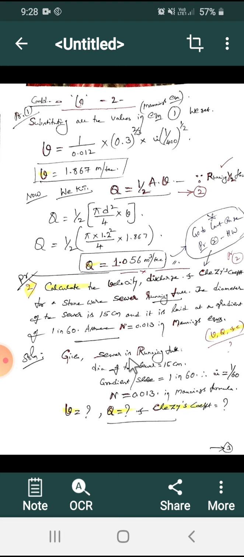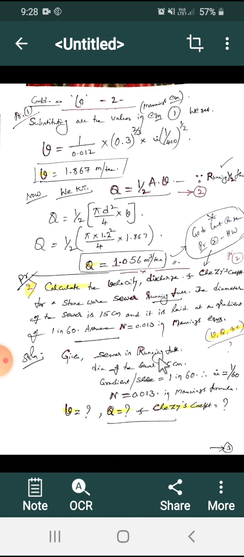Okay, now the condition is sewer running full. Now the diameter is full, no need to use this off. Now the diameter of the sewer is 15 centimeter they have given, and laid at a gradient of 1 in 60. What is 1? 1 is vertical, 60 is horizontal. Okay, that is 1 by 60 is the I value.